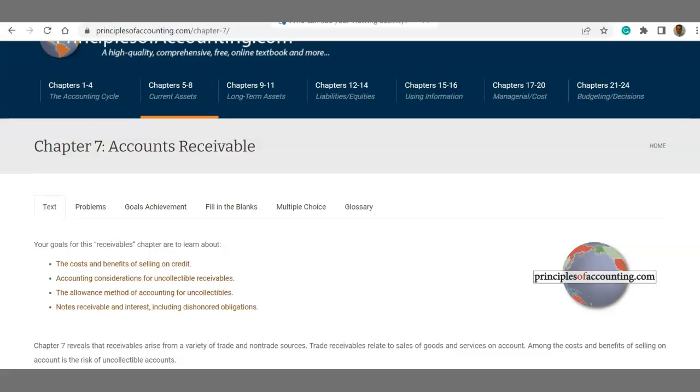Anything else? Let's see. Why is the account called cash short and over? Does the over mean something?